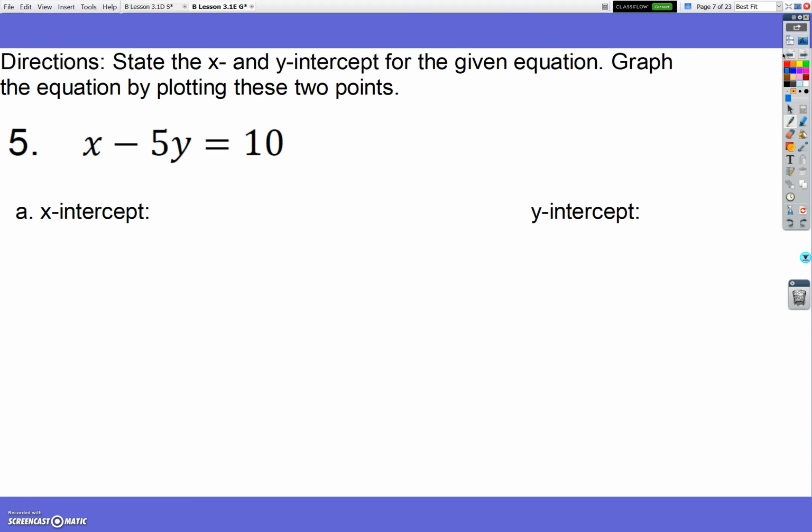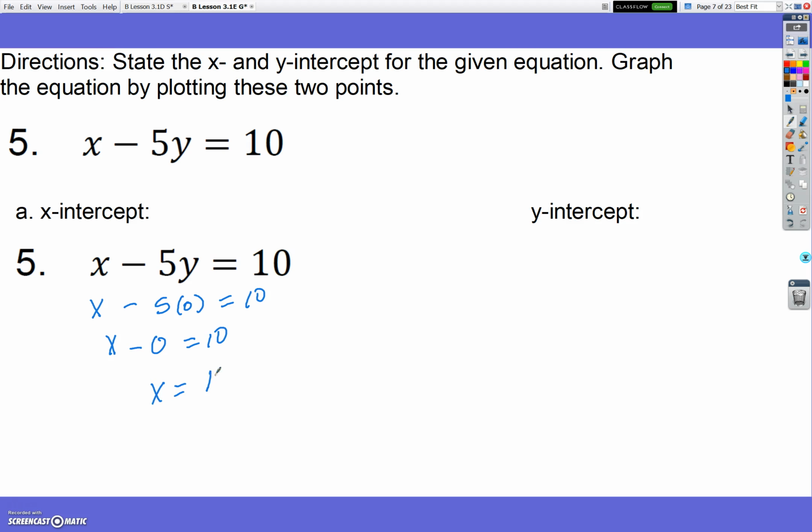Alright, so it says state the x and the y-intercept for the given equation. And I want to graph this equation by plotting those 2 points. So let's start by first finding the x-intercept. As a quick reminder, to find the x-intercept, we are going to plug in 0 for y. So this is going to be x minus 5 times 0 equals 10. And x minus 5 times 0 is 0, equals 10. Which will give me x is equal to 10. There's nothing more we need to do. So therefore that point is 10, 0.